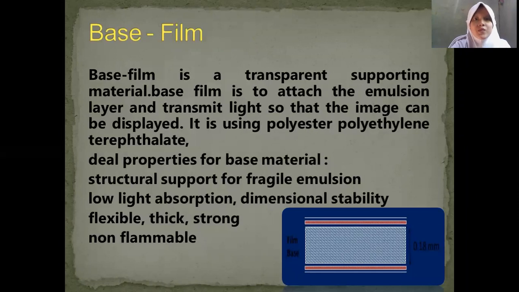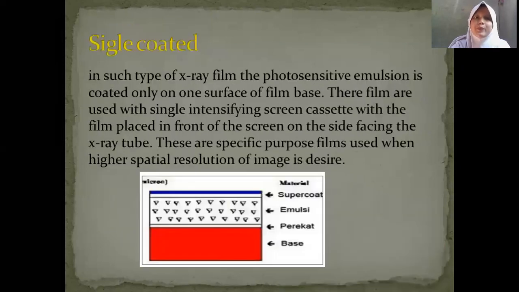Base film. Base film is a transparent supporting material. Base film is to attach the emulsion layer and transmit light so that the image can be displayed. It uses polyester, polyethylene terephthalate, as the ideal base material. Its properties: structural support for the fragile emulsion, low light absorption, dimensional stability, flexibility, strong, non-flammable.